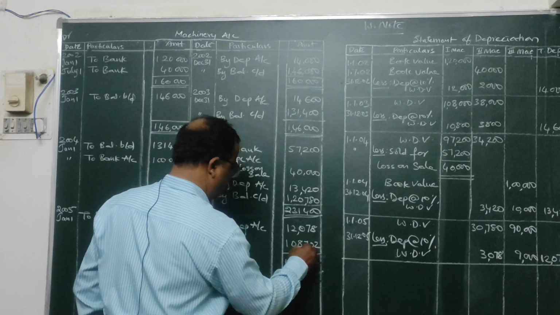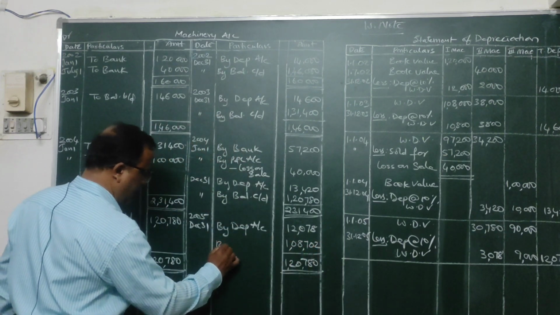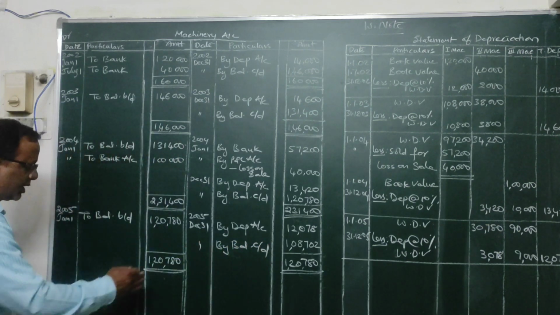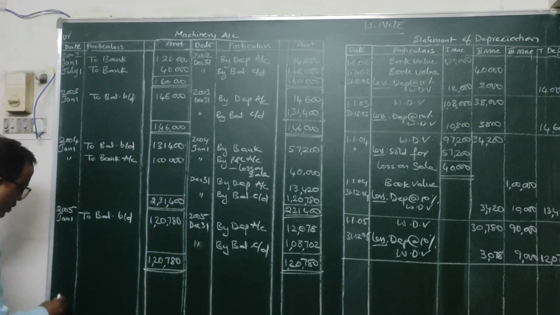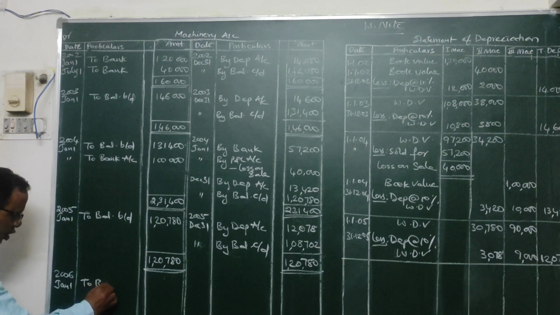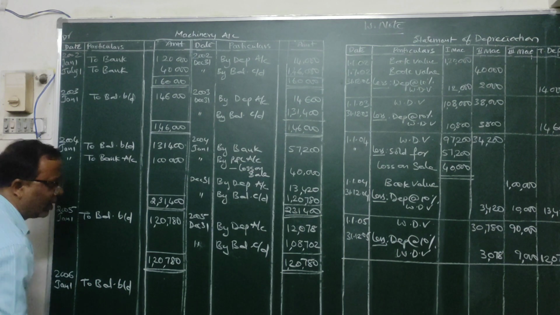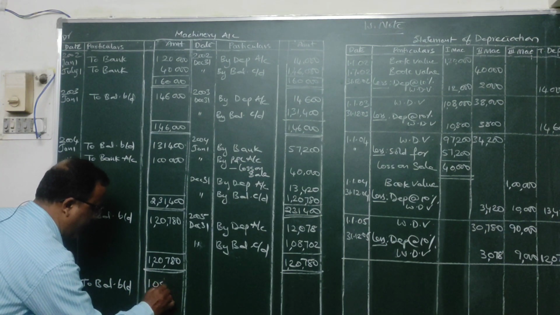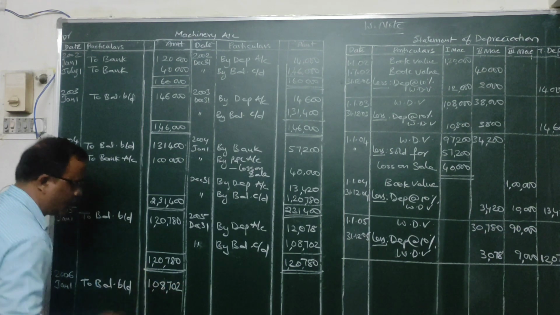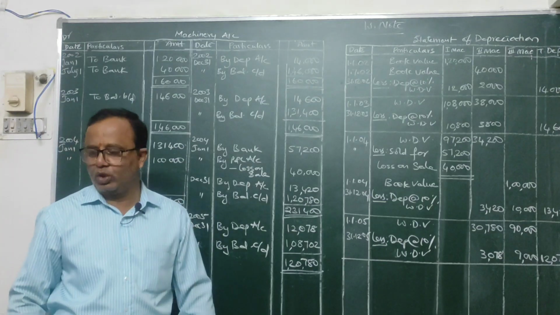1,08,702. So this will be the balance carried down, which will become, in the year 2006, on January 1, the balance brought down. The balance brought down will be 1,08,702. Okay, so this is how we are going to do the problem.